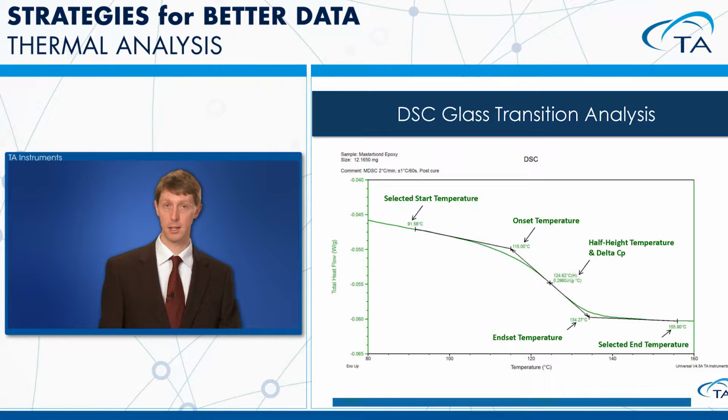Now, again, like I said, as long as you're consistent from sample to sample, you're going to easily be able to compare one to the other. You're going to be able to say that one material has a glass transition that is higher than the other, even though the range may be slightly different for each of these particular materials.